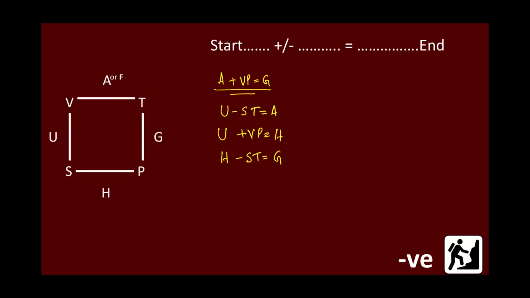Next, if we go any other than these paths also, we can get similar equations. Let us say we start from G. If we are going up, it is negative, so G minus PV equals A. As you can see, it is the same as this one, only rearranging the equation.